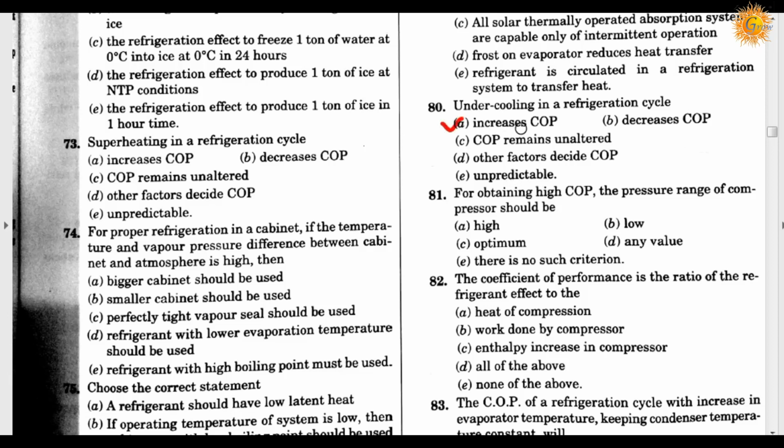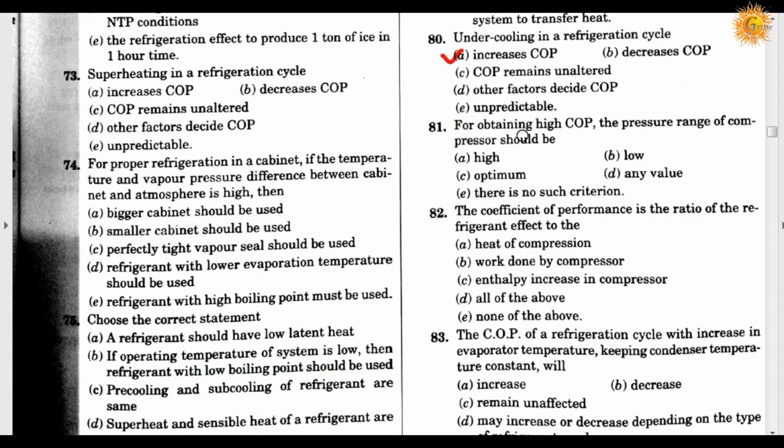Question 81. For obtaining high COP, the pressure range of compressor should be option A, high, option B, low, option C, optimum, option D, any value, option E, there is no such criterion. Option B is correct because for obtaining high COP, the pressure range of compressor should be low.